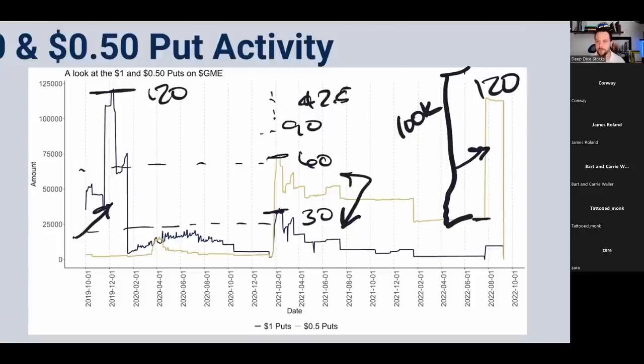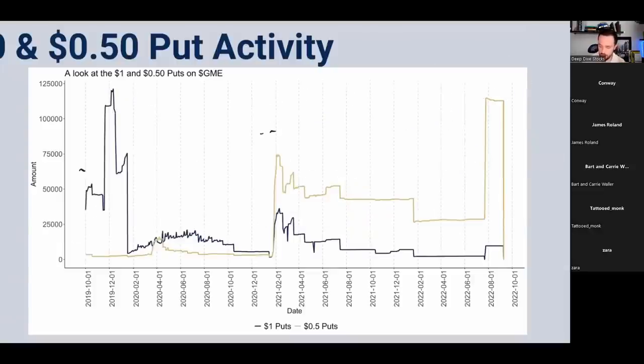All right. So yeah, that's curious too. But what I'm curious about is, when you guys looked at these, were you able to figure out if they were long or short? The puts themselves? Yeah.